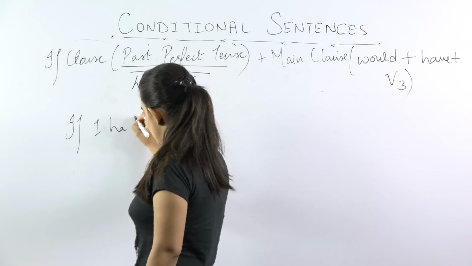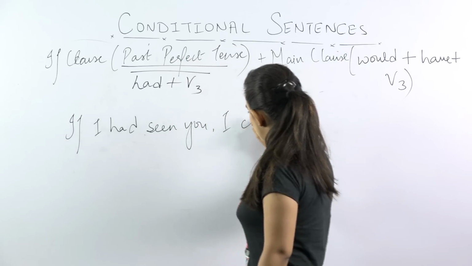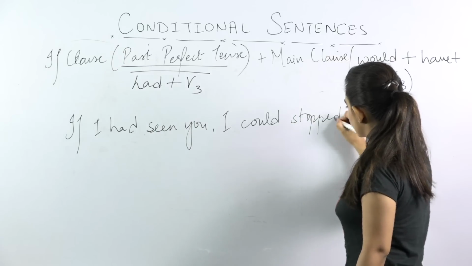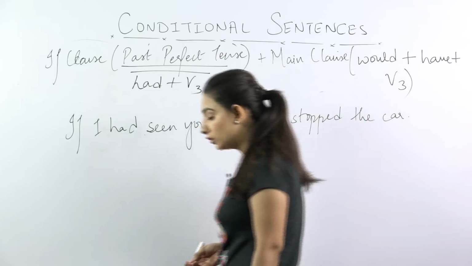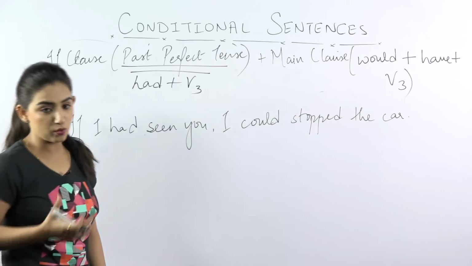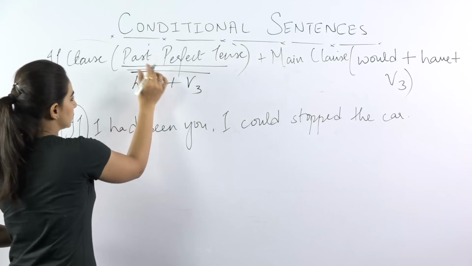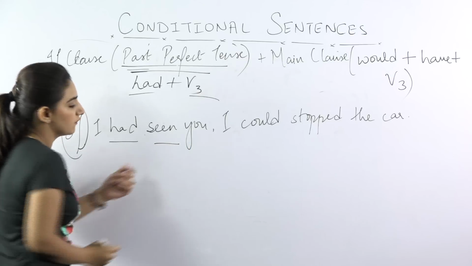If I had seen you, I could stopped the car. If I had seen you, I could stopped the car. अब बताइए what should be there? You have this if clause given over here. If clause is in past perfect tense. Had plus V3. Had plus V3.